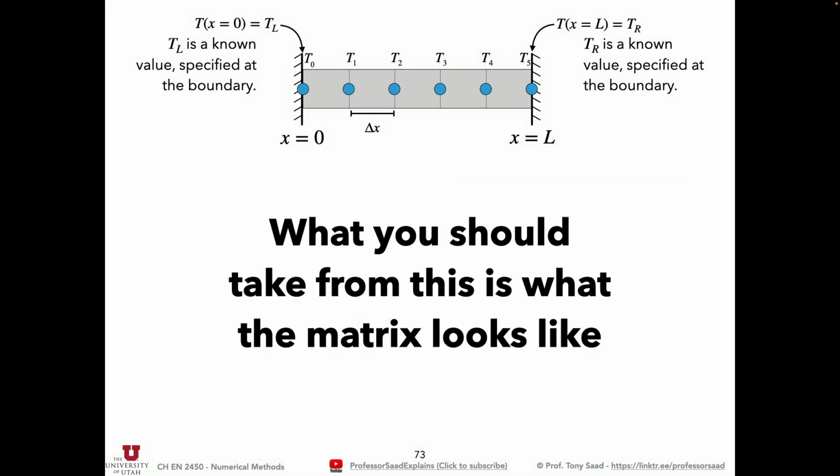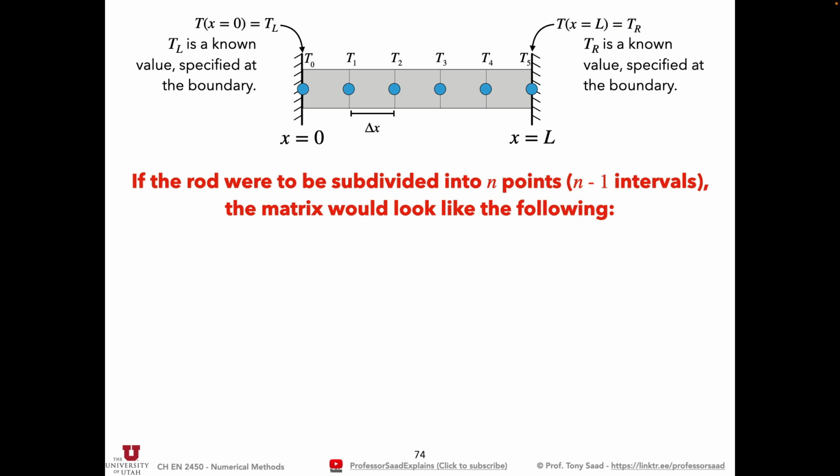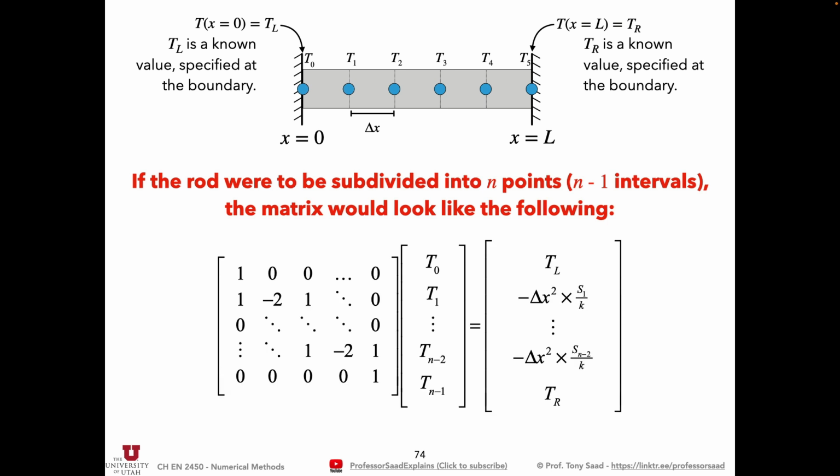Okay. So what you should take from this is how the matrix looks. And in general, if you were to subdivide into n points or n minus 1 intervals, the matrix would look the same. You have minus 2s everywhere here except the first and last entry. On the lower diagonal, you have 1s except the last one is 0. On the upper diagonal, you have 1s except the first one is 0. Your vector of unknowns is still the same, t0 all the way to tn or tn minus 1, whatever you're going to call it. And then on the right-hand side, you have left temperature, right temperature, and in between, you always have delta x squared times si over k.